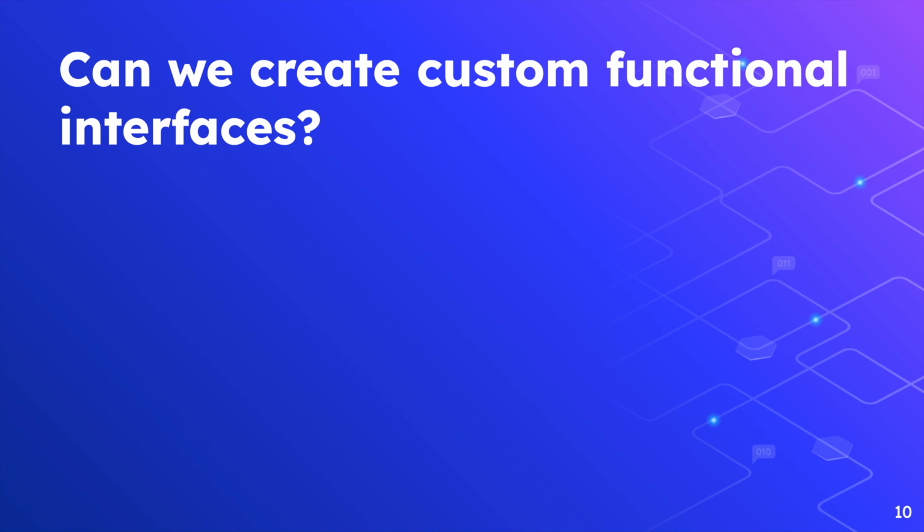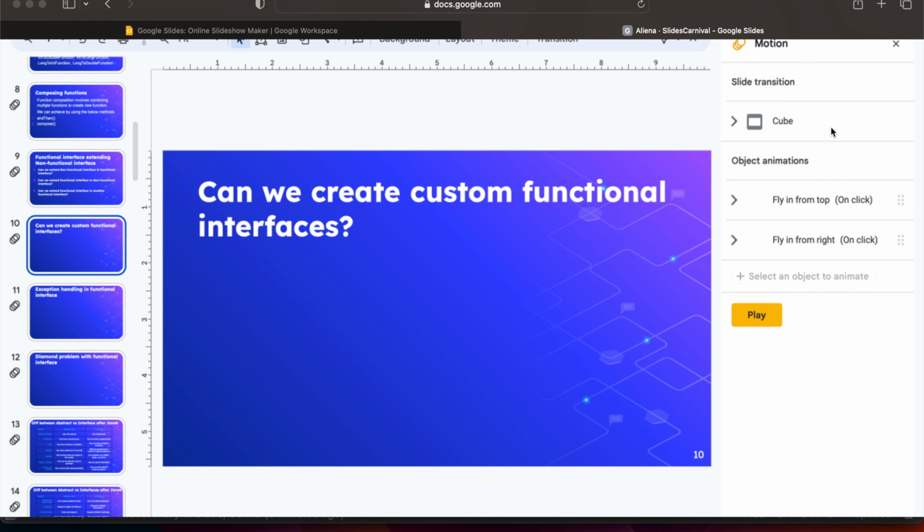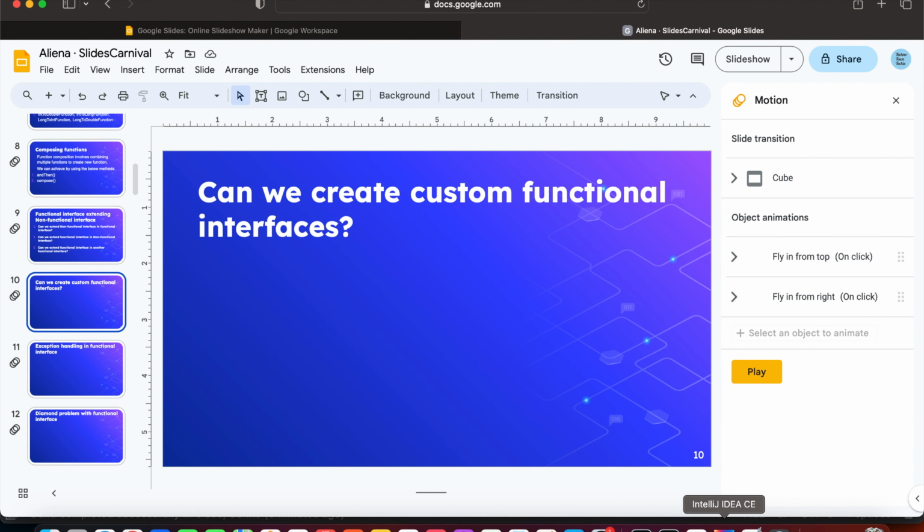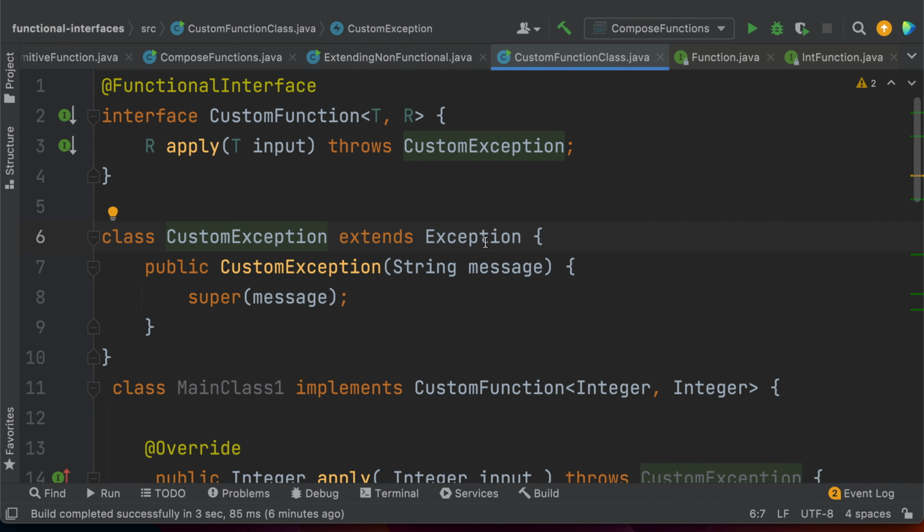So now I'm going to discuss whether we can create custom functional interfaces. Most interviews ask this question, so that is the reason I prepared this one. If anybody asks about custom functional interfaces, you can create them. So let's open my IDE. Here I have written one custom function. We already discussed Function, right? The function will take one input and return another output, right? The same thing you can apply for the custom function as well.